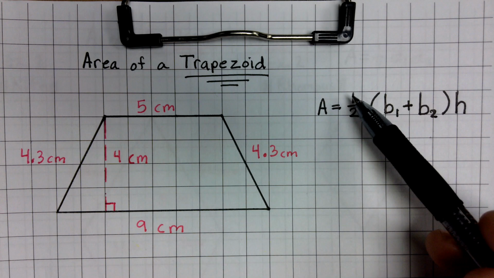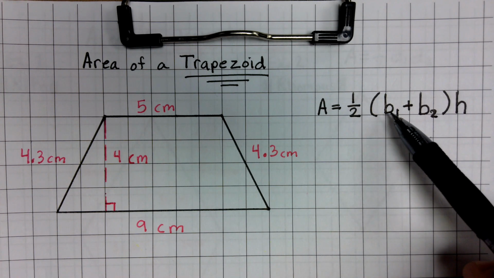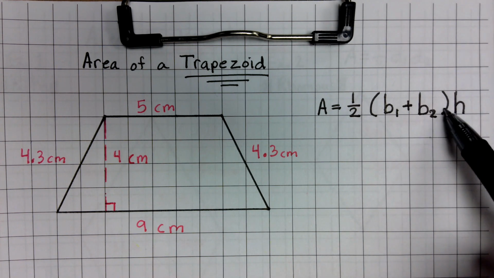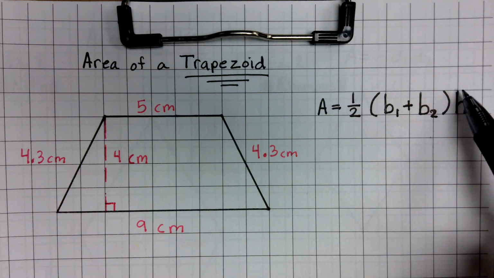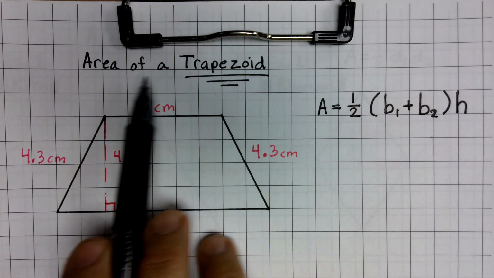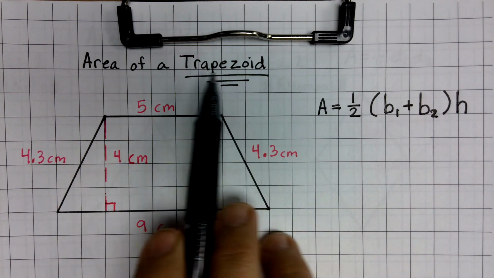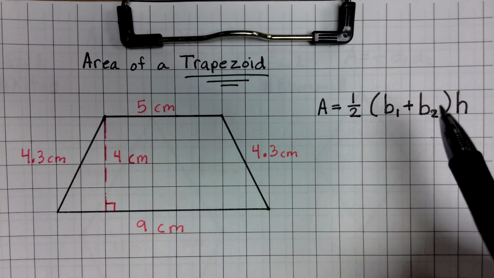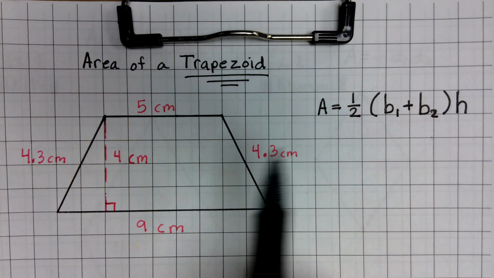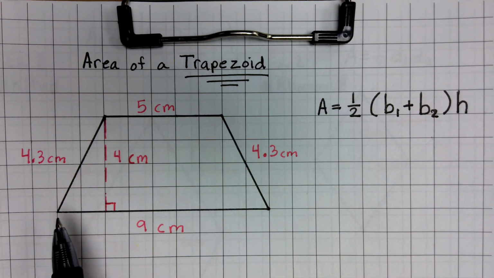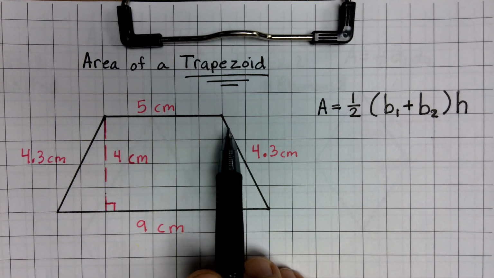This is our formula. Notice our formula says 1/2, and it says B1 plus B2, and then we're going to multiply that by H. So I'm going to show you which one's which, because you're getting a lot of shapes, and I'm seeing some of y'all every once in a while might mix up a number. But when we're talking about B1 and B2, we're talking about the two bases on the trapezoid. So the bottom and the top.